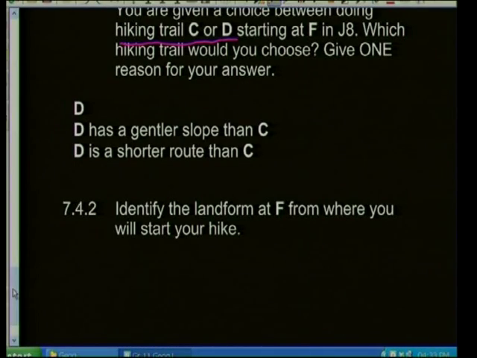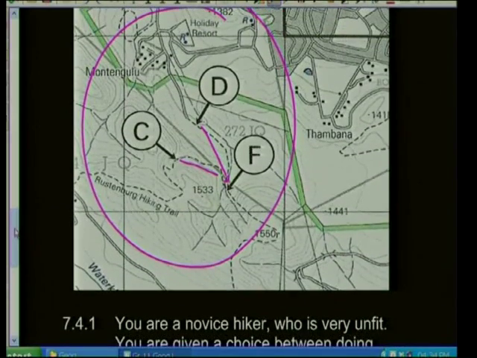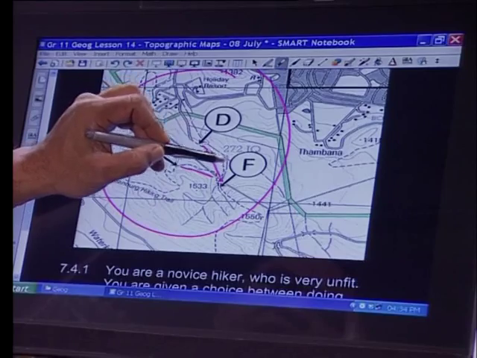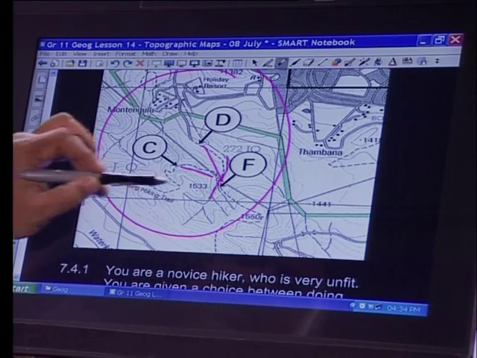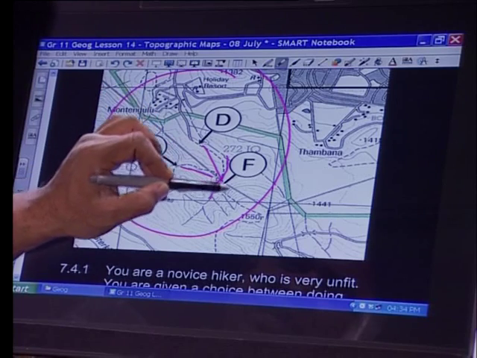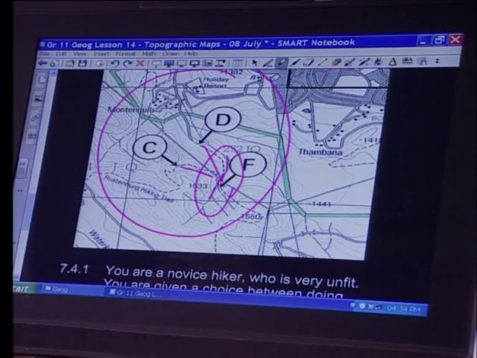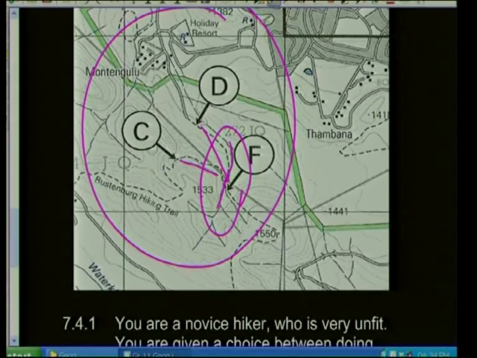Okay, learners, let's look at question 7.4.2. Identify the landform at F, where the hike will start. If we look up here, we can see a river going through, all right? So clearly, that is a river valley. Okay, you can see the contour line, steep, and then going in and going in, and we can even identify your features from there.